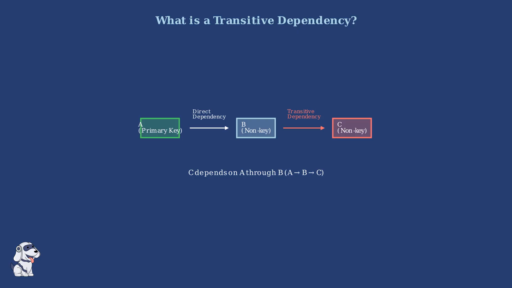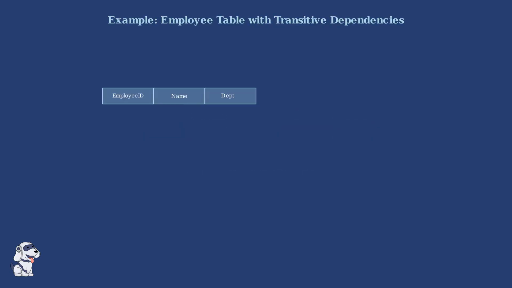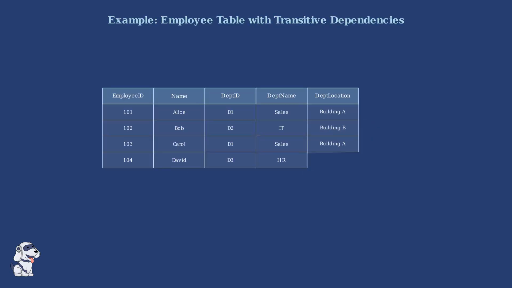In this diagram, attribute C depends on the primary key A, but only through attribute B. This creates an indirect or transitive dependency that violates third normal form. Let's examine a concrete example. Here we have an employee table that contains employee information along with department details. Notice that department name and location are stored with each employee record, creating redundancy and potential transitive dependencies.